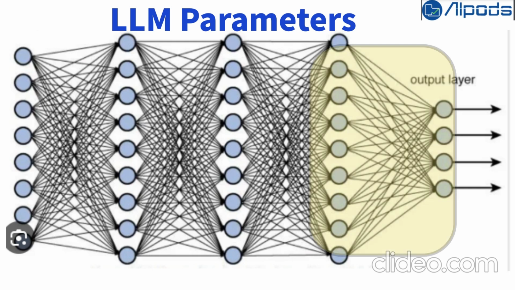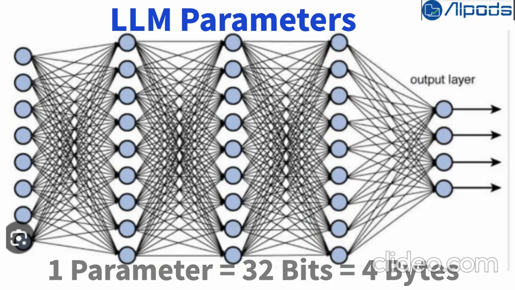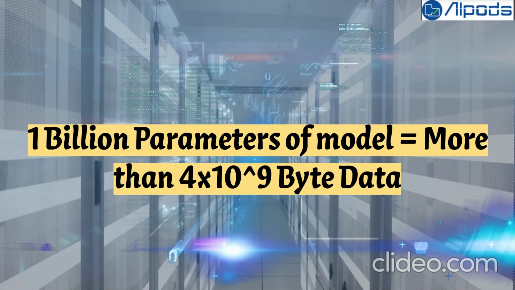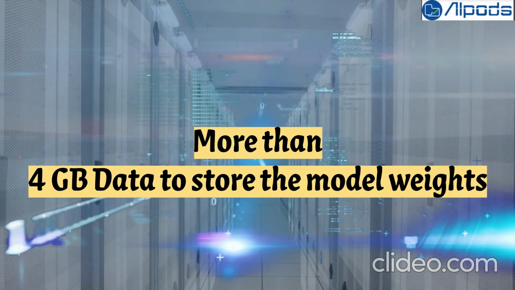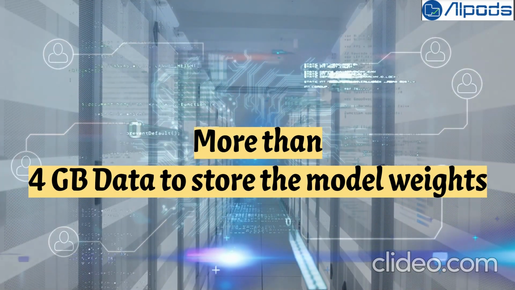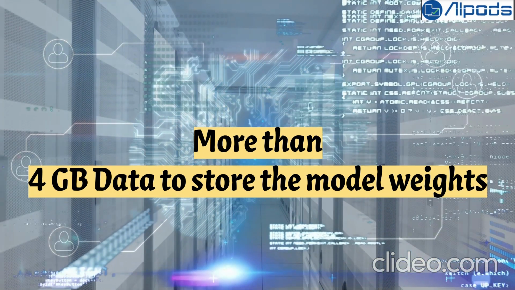So, if I quantify this parameter, each parameter typically contains 32 bits of information, which is equivalent to 4 bytes. It's pure mathematics, unitary method. So considering you have a billion parameters, you are looking at 4 gigabytes of data, because 1 billion parameters multiplied by 4 bytes is equivalent to 4 gigabytes, and that's a lot of data.